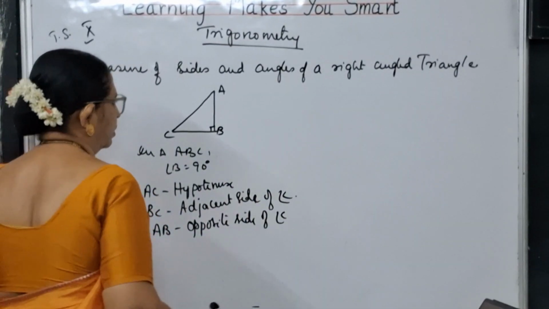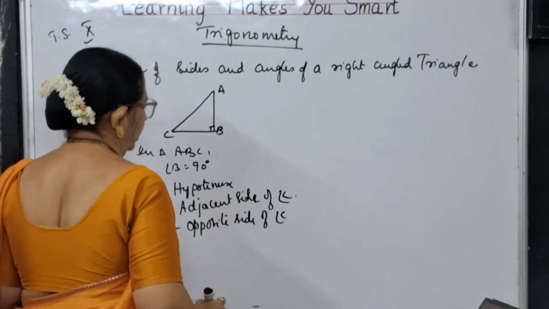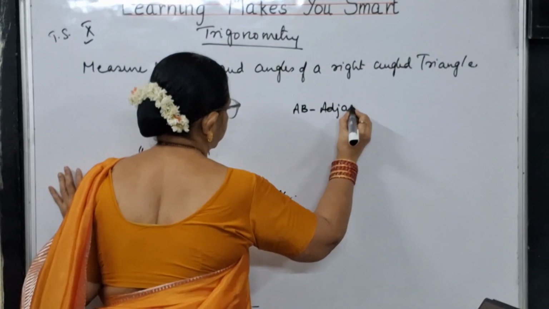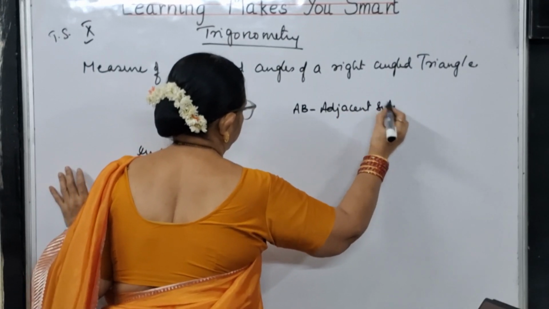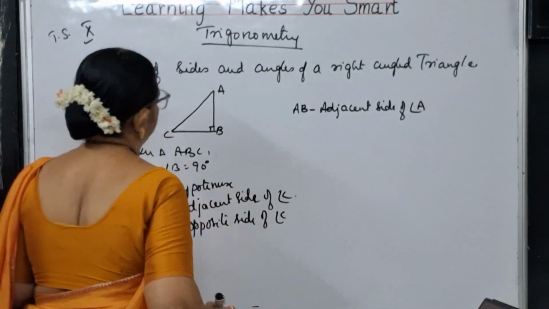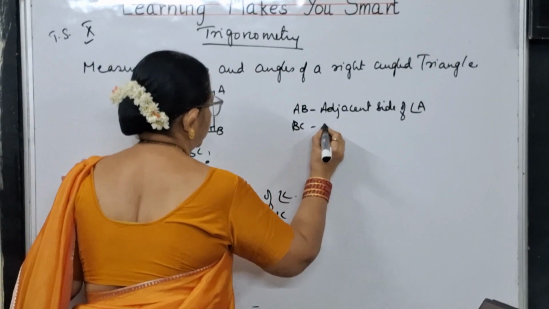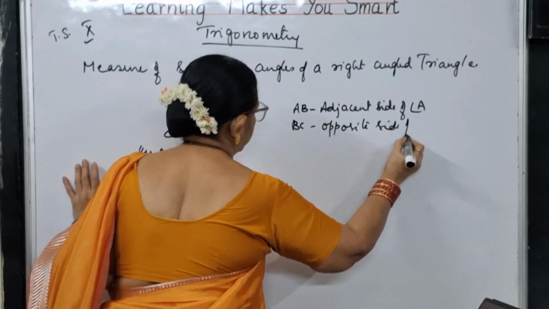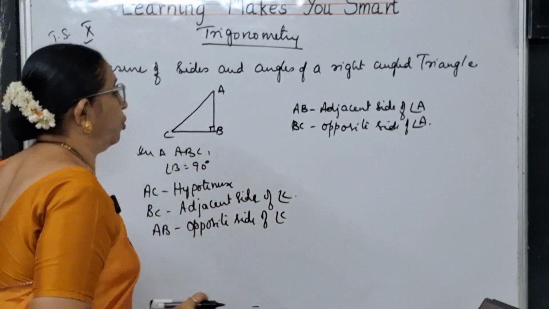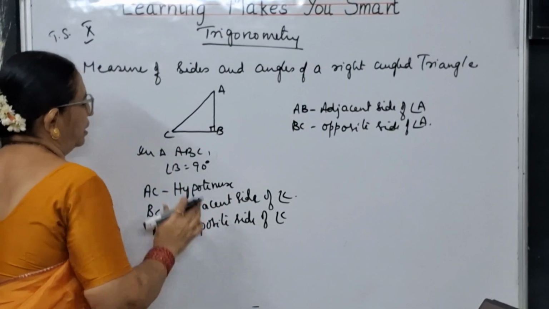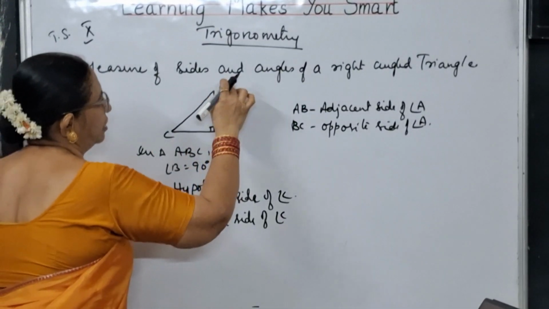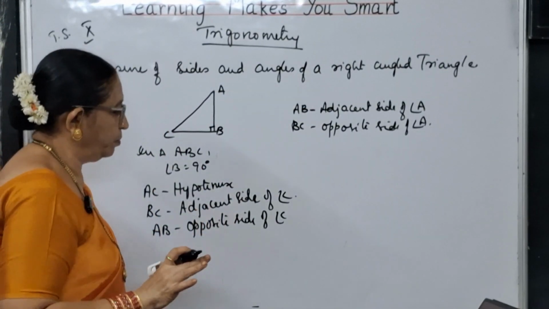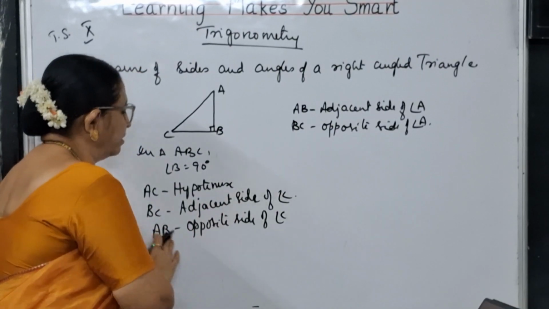Similarly, if you are talking in terms of A, then we will be writing AB as the adjacent side of angle A, and then BC becomes the opposite side of angle A. So these trigonometrical problems sometimes deal with an angle of this side, sometimes they deal with an angle of this side. So whatever angle is asked in your problem, you should have a thorough knowledge about these terminologies.